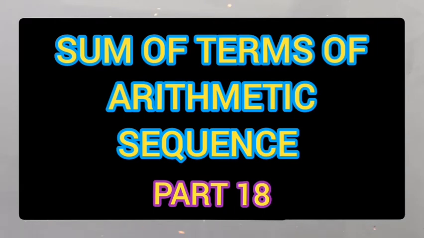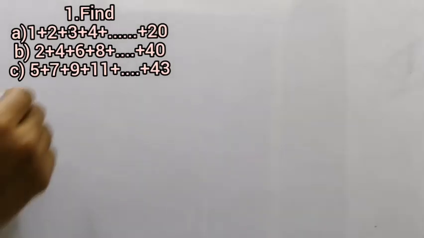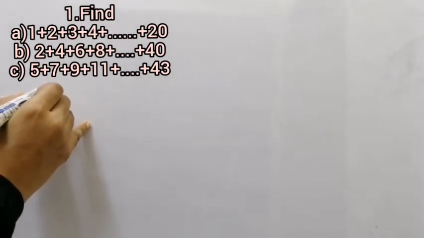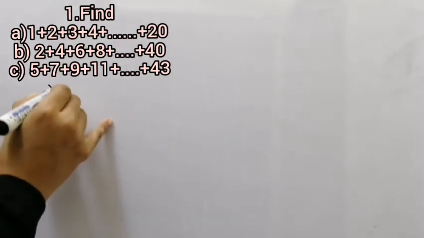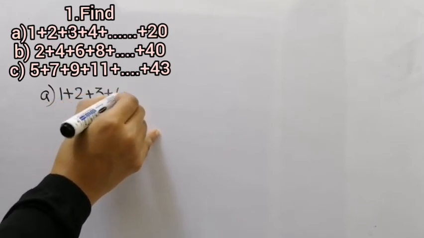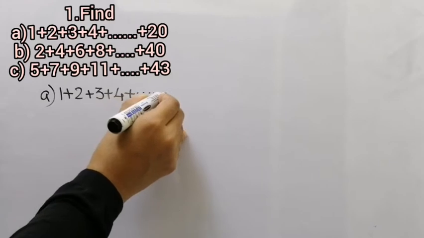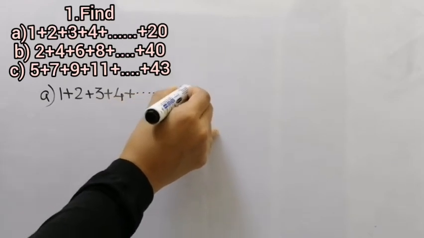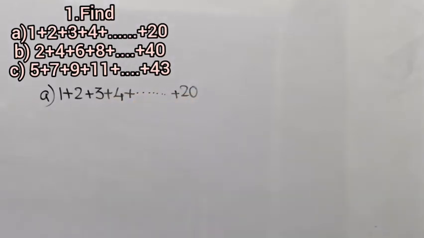So let us proceed. Okay, now here you can see the question. To find the sum of three bits, here A, B and C. So let us proceed and we can do one by one. Okay, so the first one is 1 plus 2 plus 3 up to 20. So I'm writing here A. 1 plus 2 plus 3 plus 4 plus etc. up to 20. So how can we find the sum of this one?